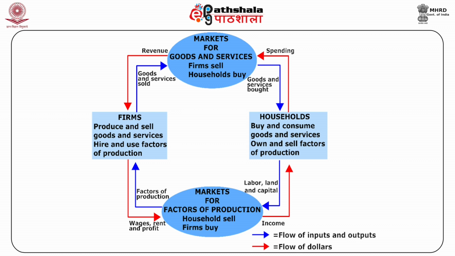This diagram will give you a very simple model of the economy. There are two decision makers in the model, households and firms. There are two markets, the market for goods and services and the market for factors of production. Firms are the sellers in the market for goods and services and the buyers in the market for factors of production. Households are buyers in the market for goods and services and sellers in the market for factors of production. The inner loop represents the flows of inputs and outputs between households and firms. The outer loop represents the flows of dollars between households and firms.